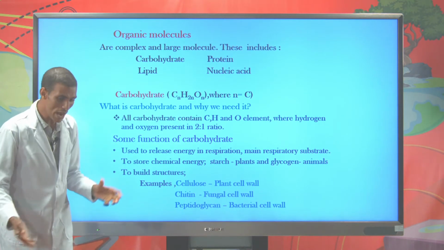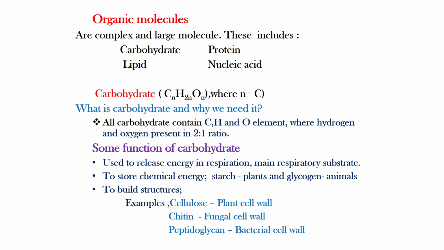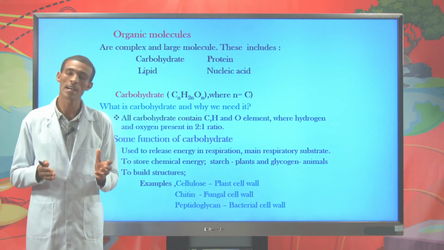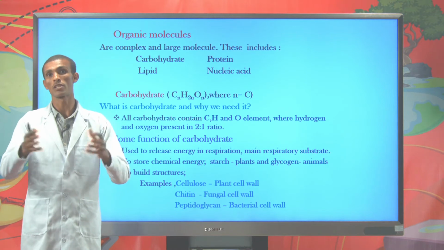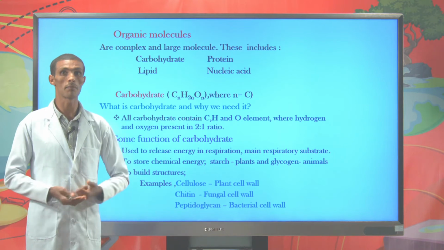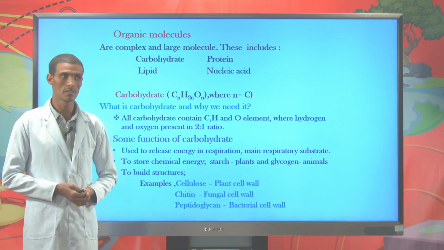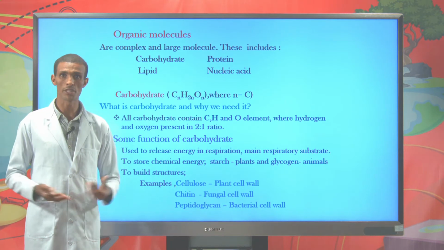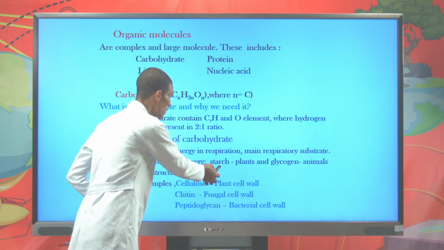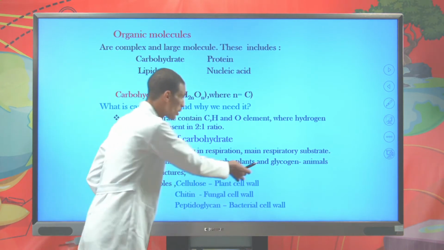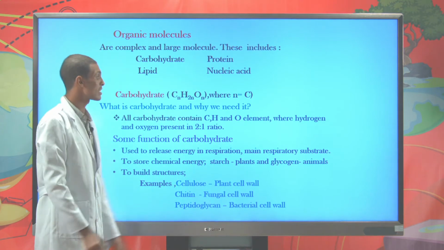Students, do you know where carbohydrate is used in your body? Very good. One, carbohydrate is considered the common respiratory substrate for the cell, which means the most energy is released from carbohydrates. And again, carbohydrate is very important as energy storage. Energy storage in plants is the special carbohydrate starch. Energy storage in animals is glycogen.